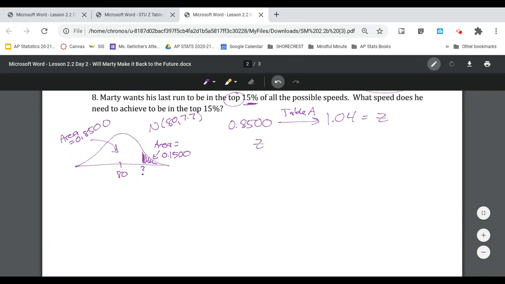So we can write out our formula. So 1.04 is z. Our value, we don't know what it is. That's our question mark. So I'm going to leave it as x, and we can fill in our other numbers. And then just solve this algebraically. Multiply both sides by 7.7, add 80 to both sides, and you end up with 88 miles per hour.